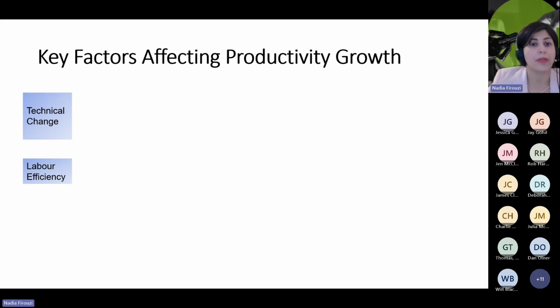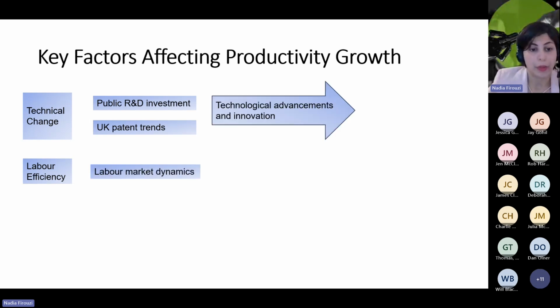We can divide productivity growth into two components: first, efficiency change, and second, technical change. So we know that productivity growth is influenced by technical change or labor efficiency. The first is related to innovation and the ease with which innovation is spread across industry, while the second is related to the productivity of the labor force.